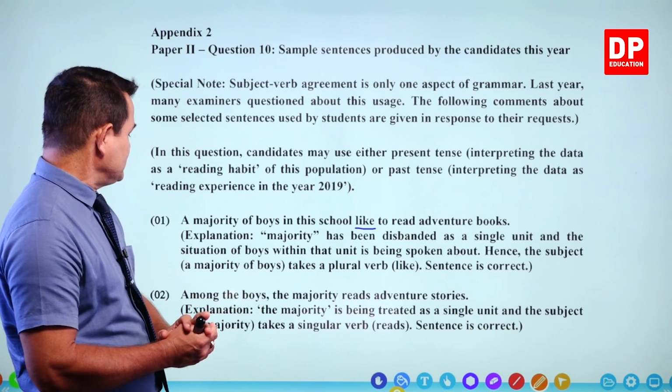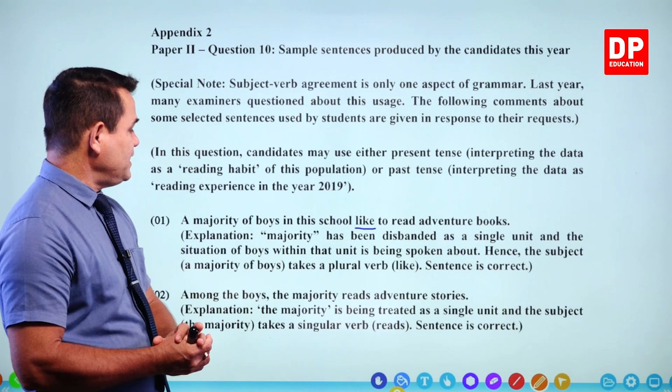Hence the subject a majority of boys takes a plural verb.